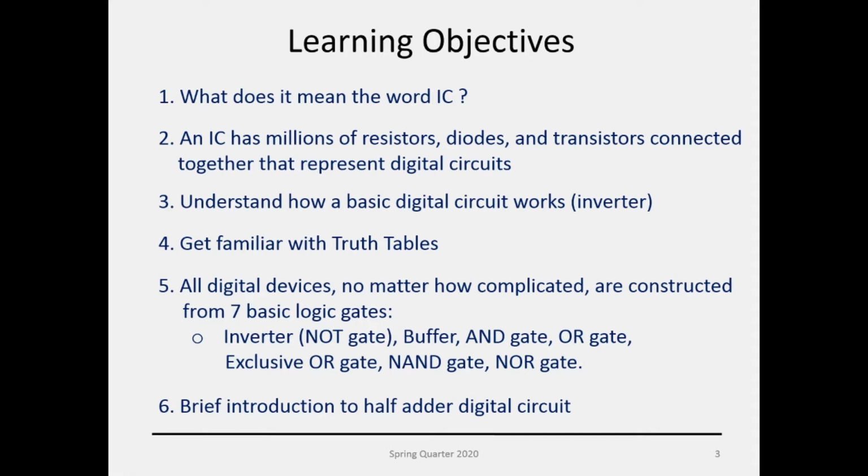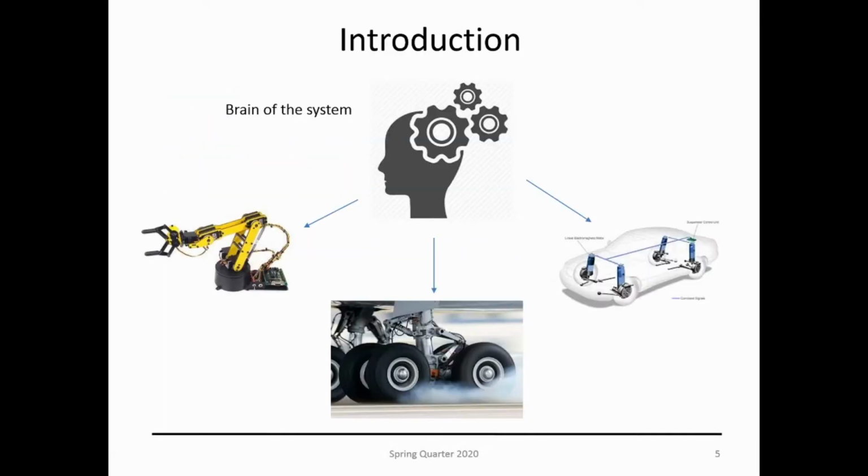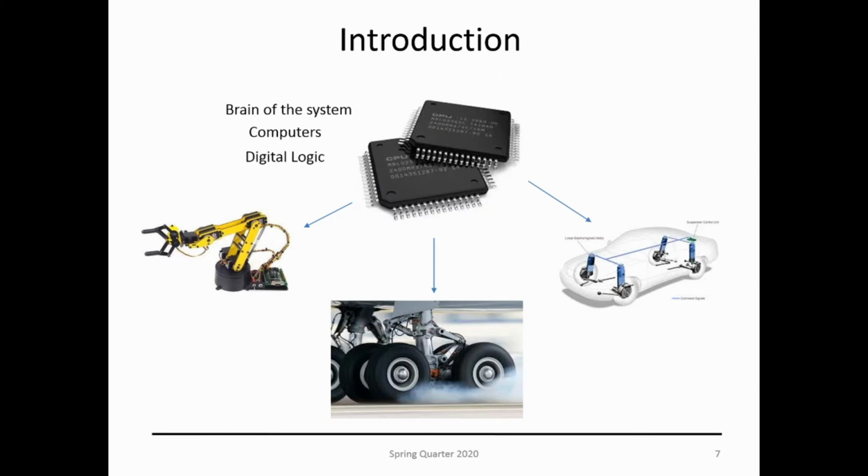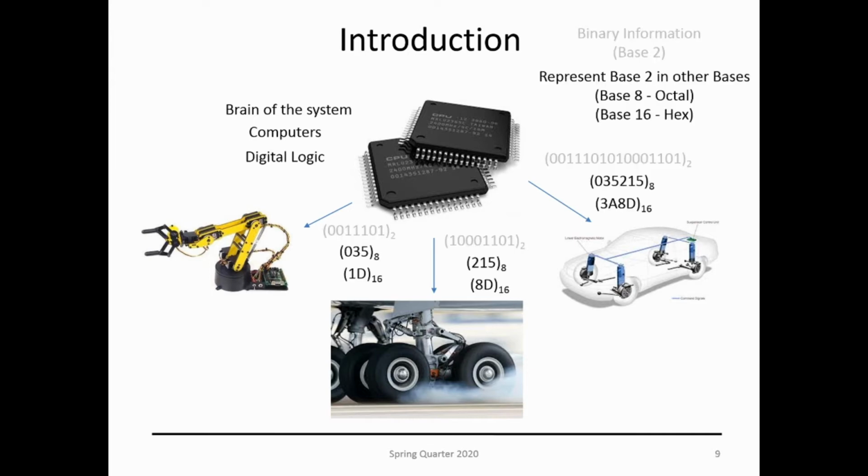Some learning objectives and introduction. We'll start with the brain of the system. It's done by using computers, and inside of computers we have digital logic, and we have these binary numbers, or base 2, of information being exchanged between ICs. We can also use different bases like base 8 octal or base 16 hexa to condense that binary information.